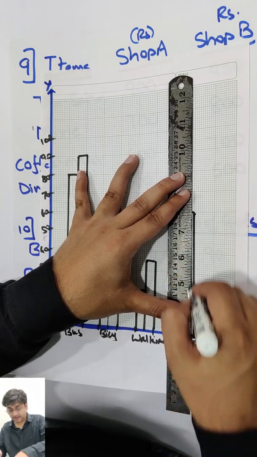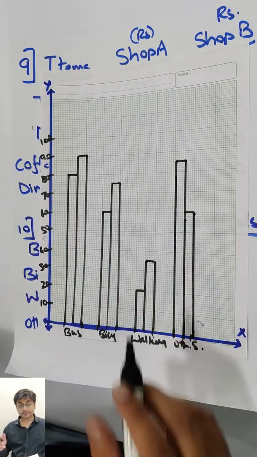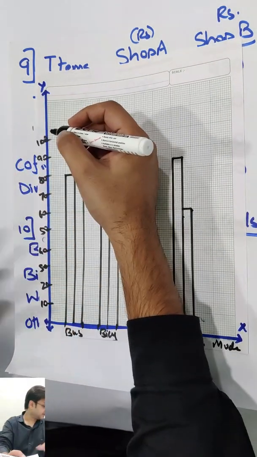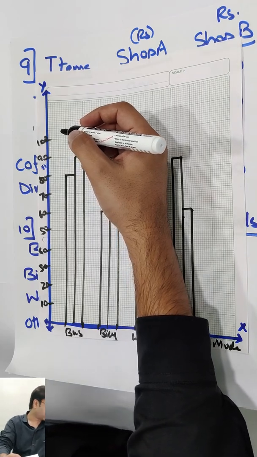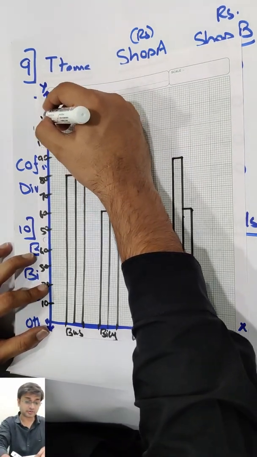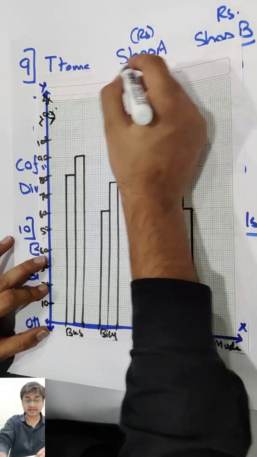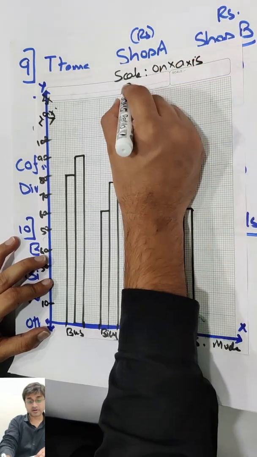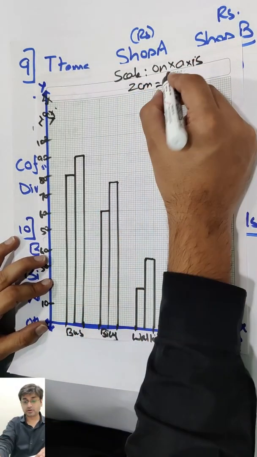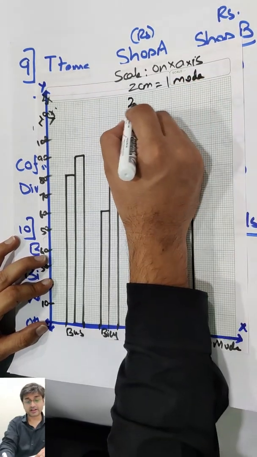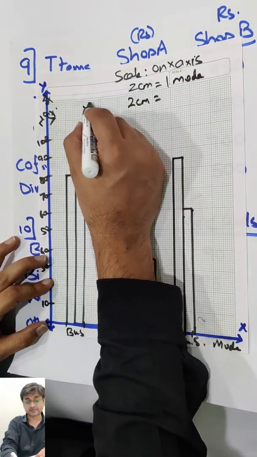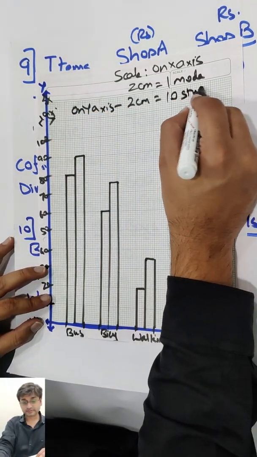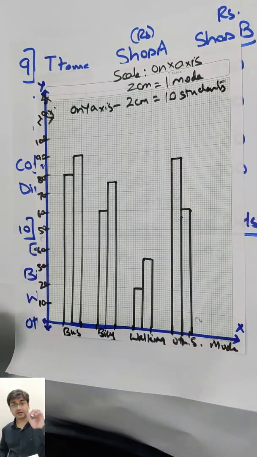Okay, so there you go, the bars are ready. Yeah, now the decoration. So this is mode of transportation. On this side is number of people or something, boys and girls. So number of students and scale. So for scale on x-axis, 2 centimeter is equal to 1 mode of transportation, and 2 centimeter on y-axis is 10 students. Now fourth part done, fifth part.